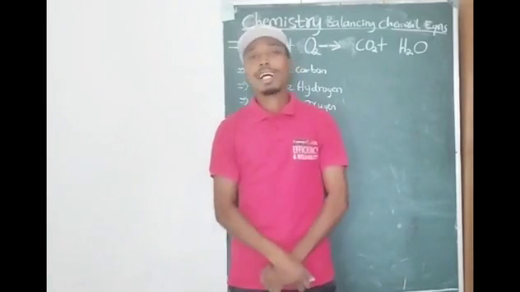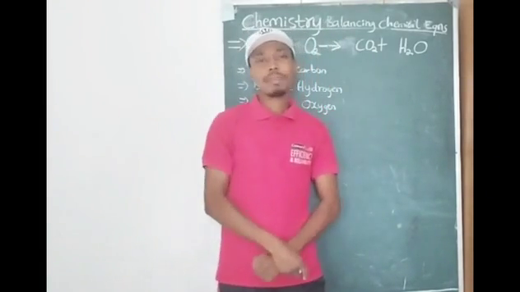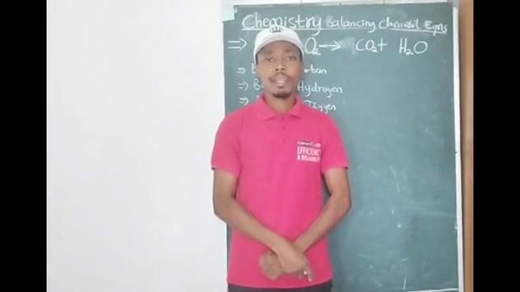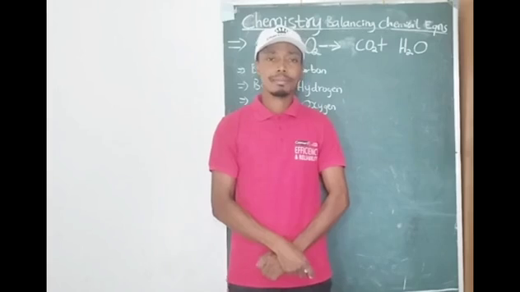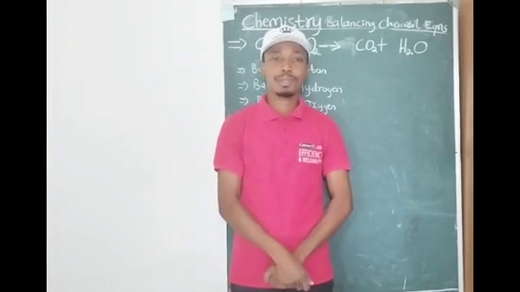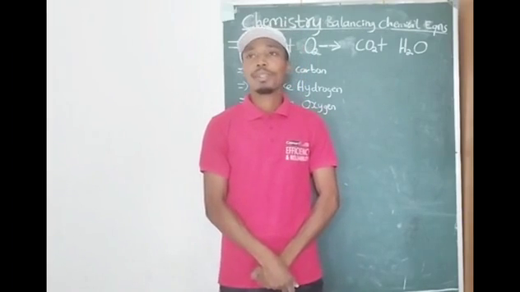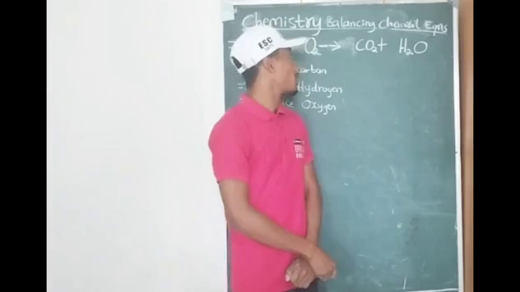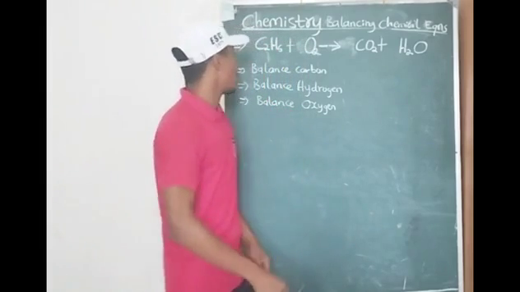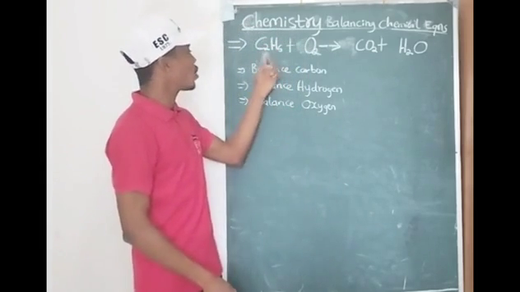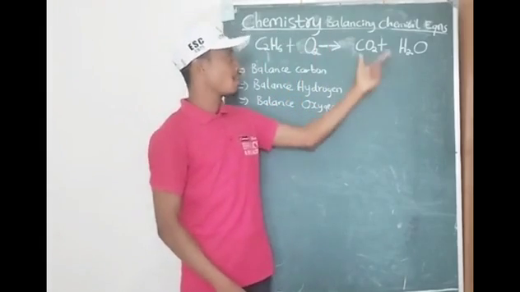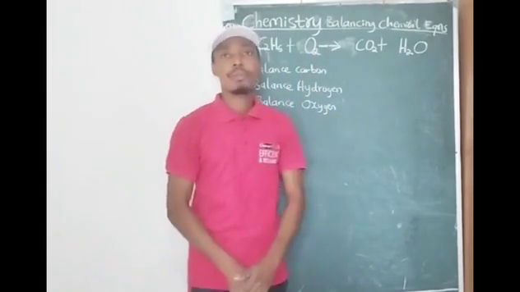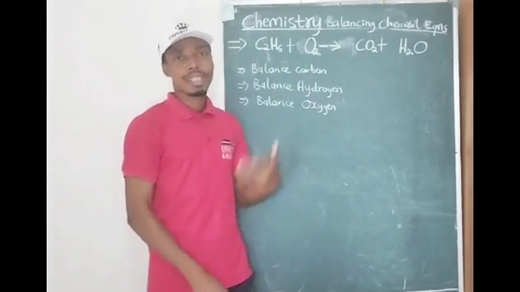Right, so today we are still on balancing chemical equations, and we're going to look at a more complex chemical equation. That is the chemical equation you're seeing here on the board before us. It is an equation between C2H6 plus O2 giving us the products CO2 plus H2O.